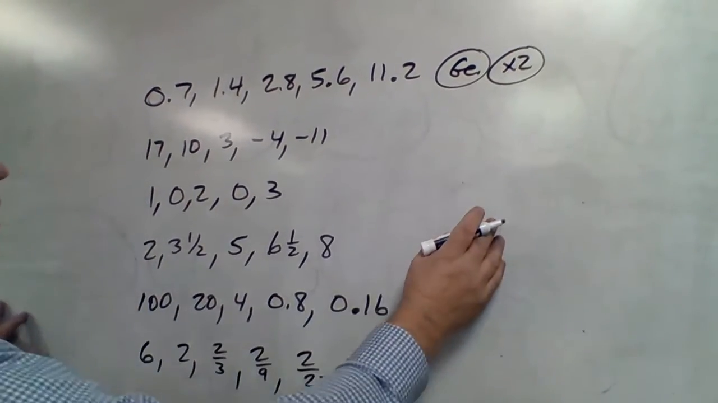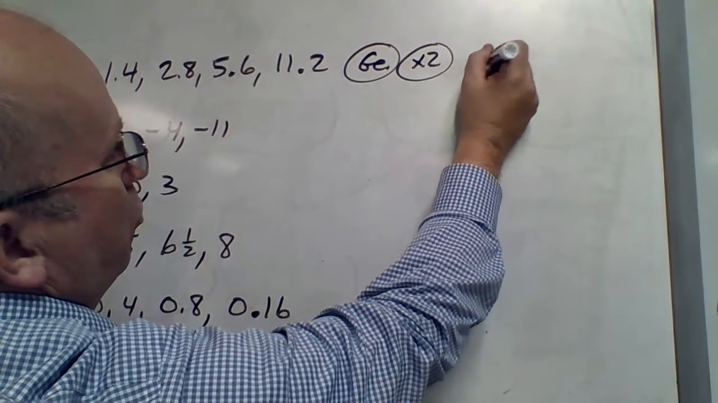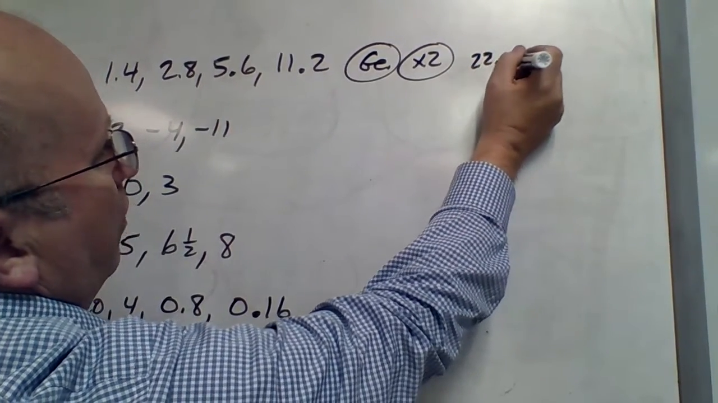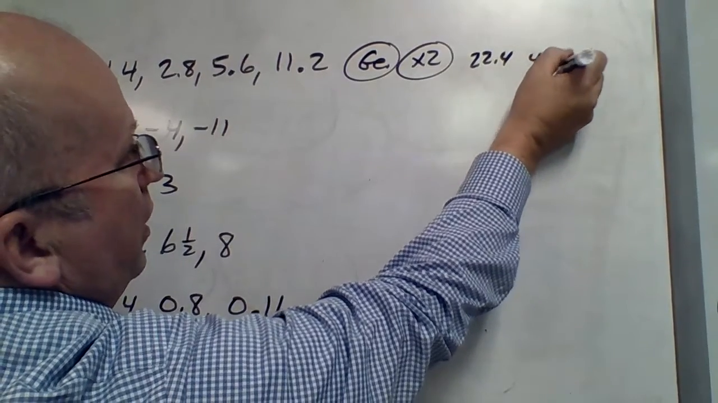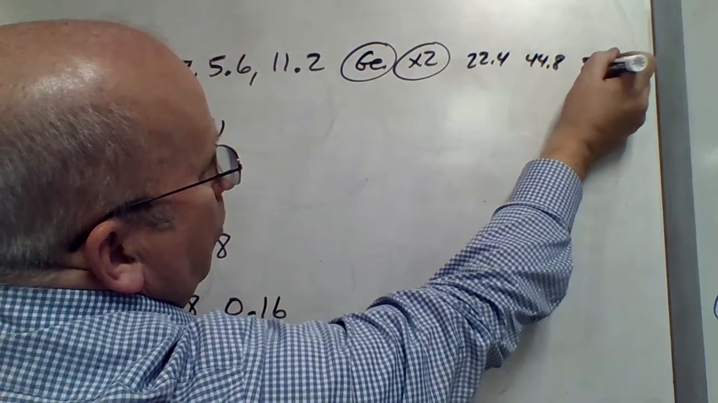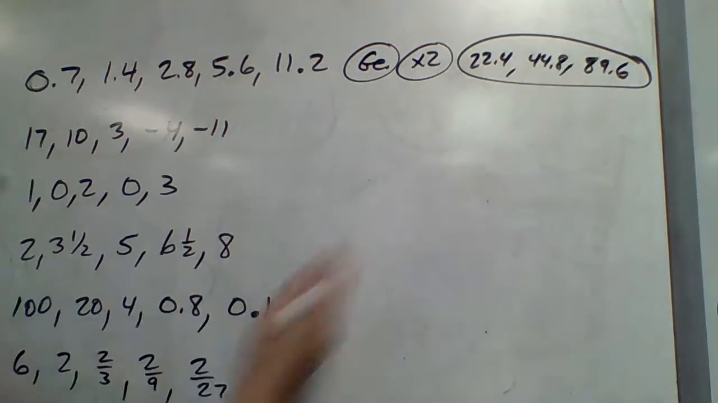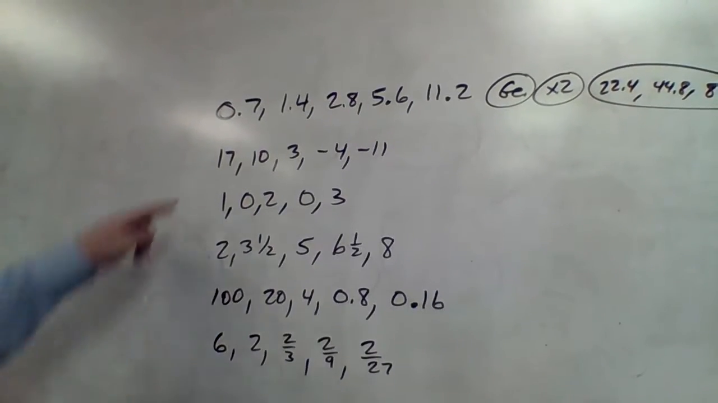That's my pattern. And the next numbers in the pattern would be, I don't know, about 22.4, and then 44.8, and then 89.6, I think would be the next three numbers in the pattern there. I'm probably off the board. Oh, I guess I'm not. Okay, let's look at the next one.